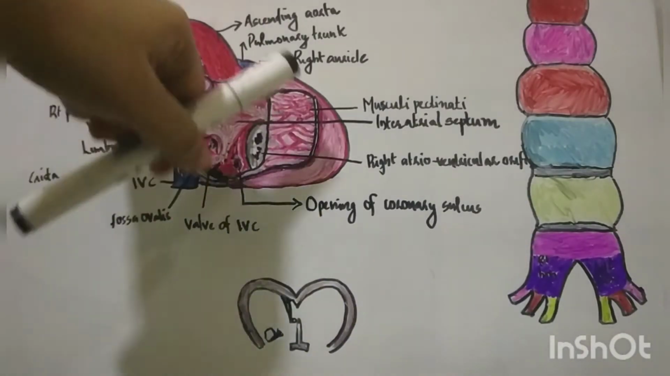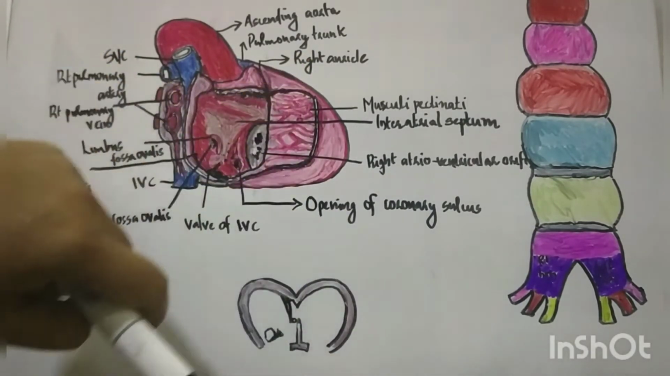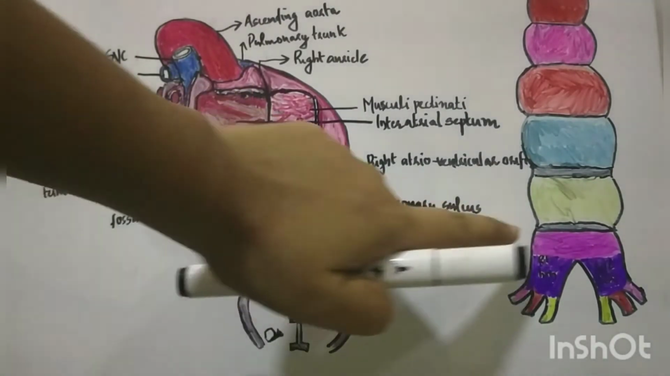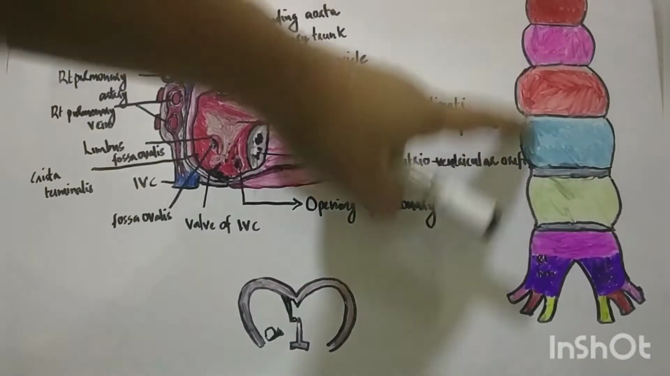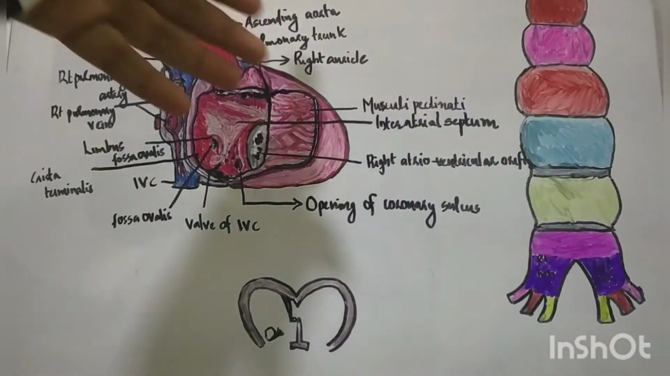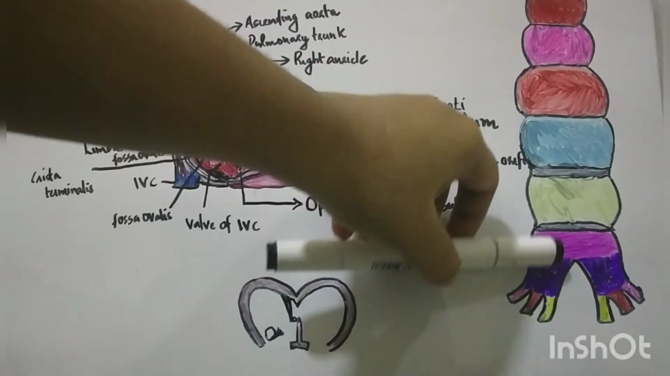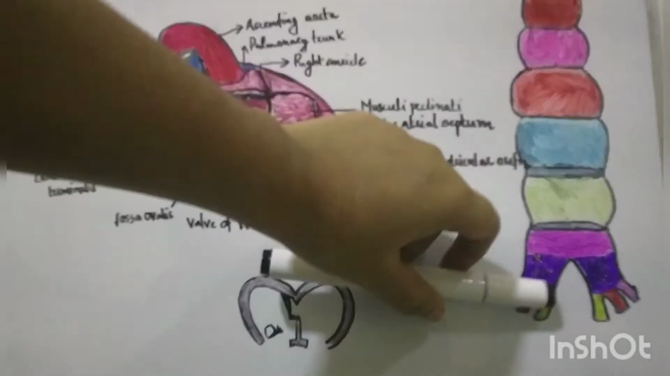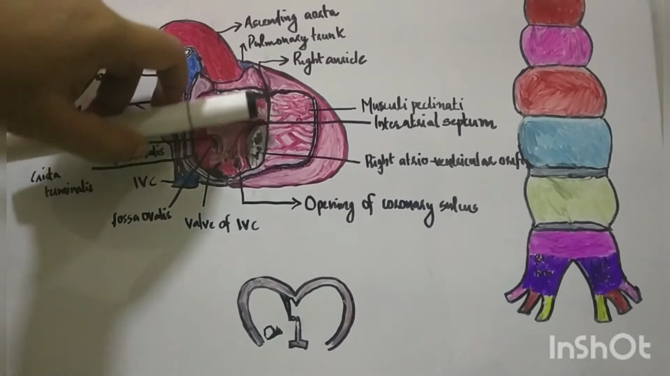Now we will discuss the internal features of the right atrium. It has a smooth posterior part and a rough anterior part. The smooth posterior part is called the sinus venarum. It is derived from the right horn of the sinus venosus. So this is the primitive heart tube, and it undergoes several changes and finally matures to form the heart. This is seen during the embryonic period. The sinus venosus has a right horn and a left horn, and the right horn is involved in the formation of the posterior smooth part of the right atrium.